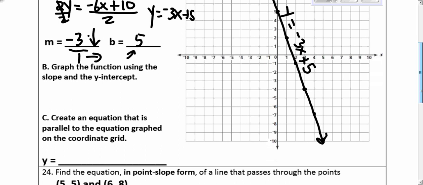So it says, C, create an equation that is parallel. Parallel, remember, it has to have the same slope. The same slope. So my slope is y equals negative 3x plus 5. I'm just going to put y equals negative 3x plus 10.